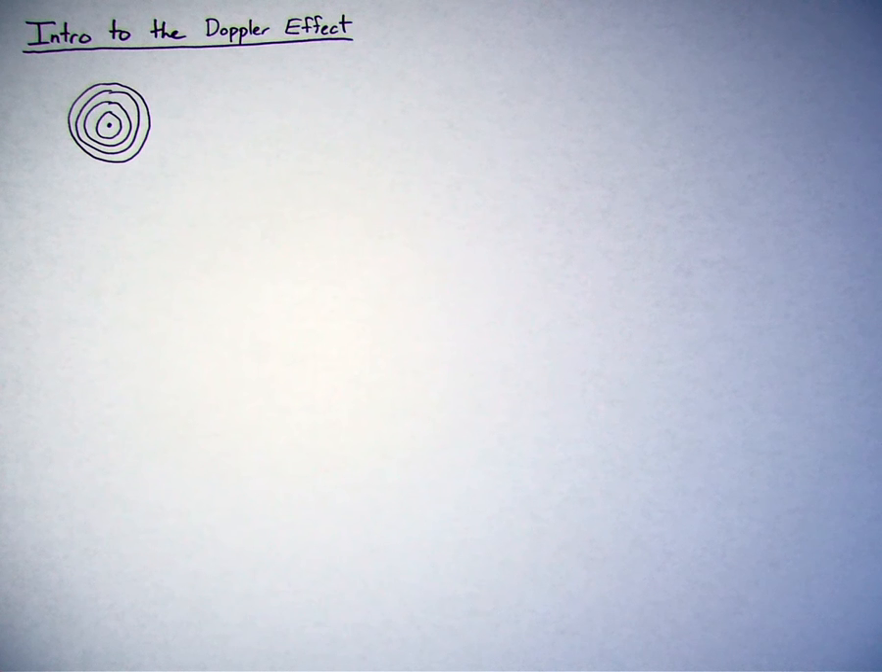Now, if you were to keep doing this, you'd keep sending out these concentric circles. If you keep touching the water over and over at a steady rate, you're going to have these concentric circles just keep moving out and out. You'd see something like this.